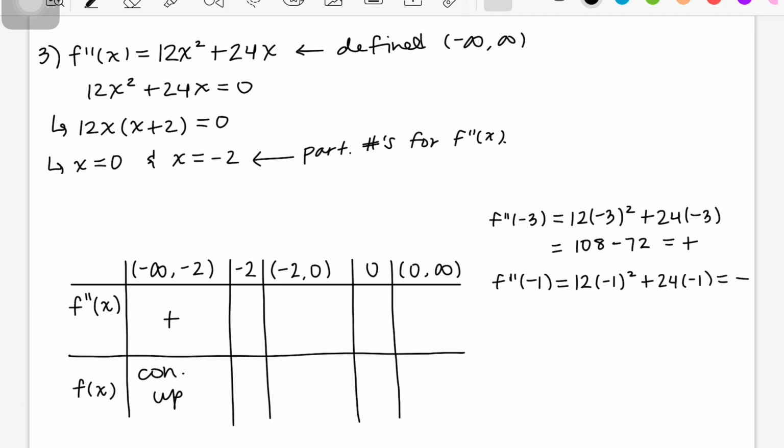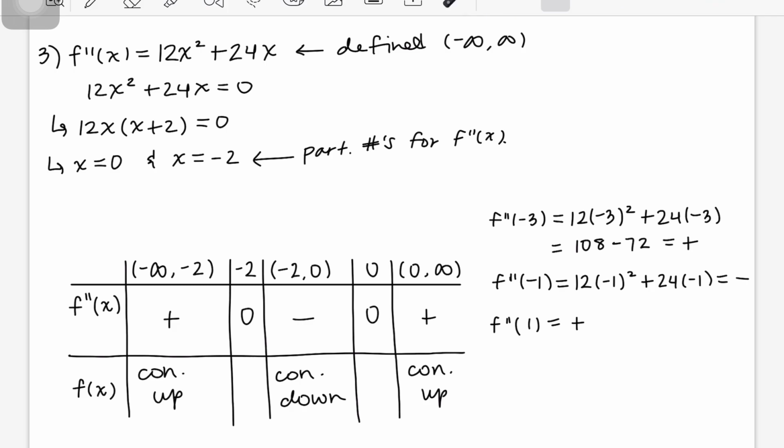So we'll get a negative number there. So in this region, our function is going to be concave down since our second derivative is going to be negative. And then from 0 to infinity, we'll plug in 1. And so we'll just get 12 plus 24, so this is going to be a positive number. So in this region, our function is going to be concave up. Right? And then we know that at these points, since these are our partition numbers, our second derivative is going to be equal to 0.